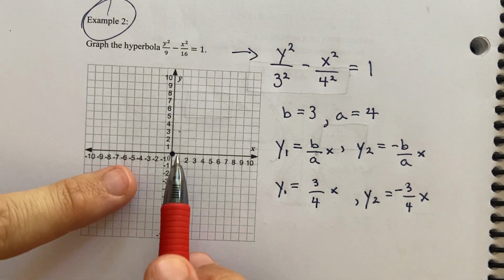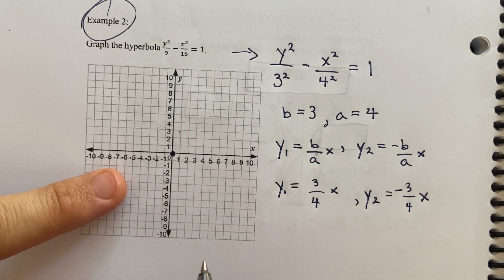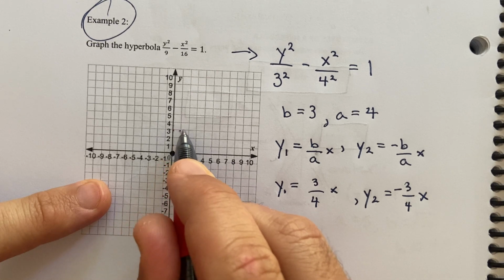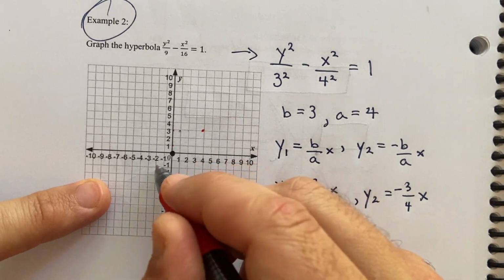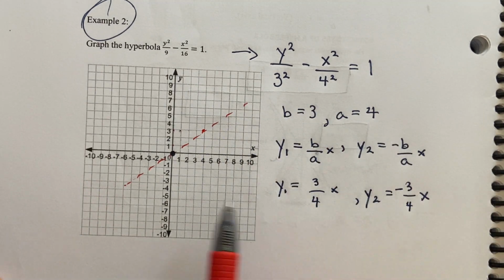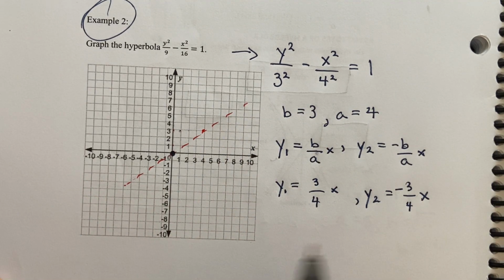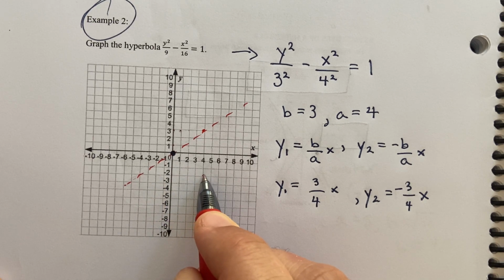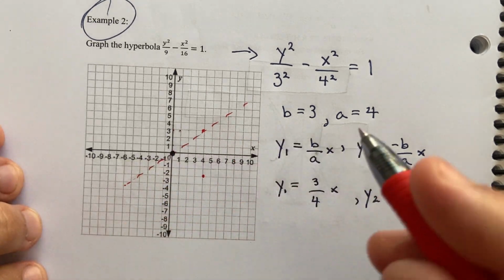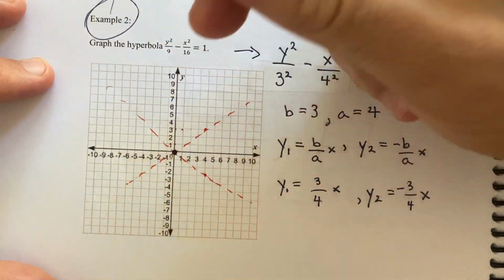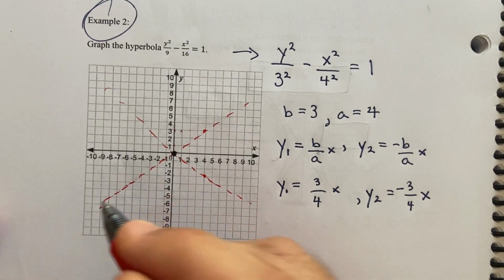So from this location, I'll count up 3 and over 4. So 1, 2, 3, 1, 2, 3, 4. And then from this location, I'll count down 3 and over 4. And then make your asymptote. I'm doing these in a dotted way, just to not confuse them with the actual graph.